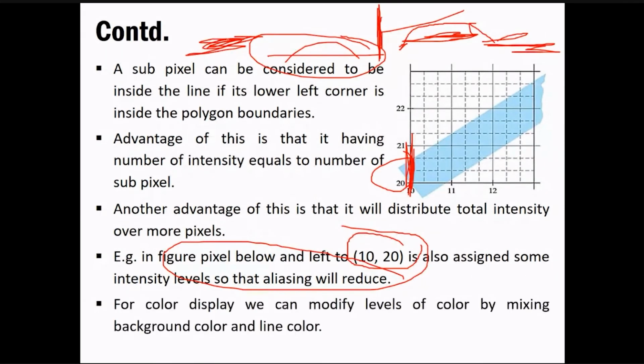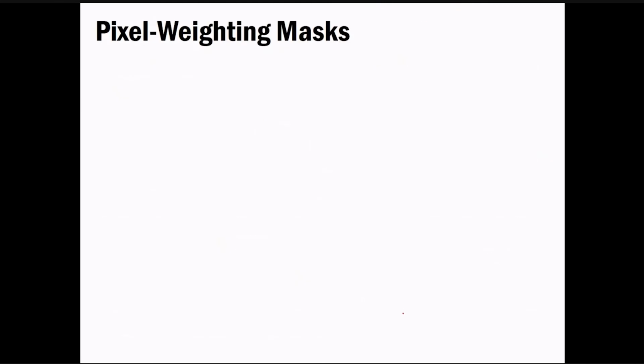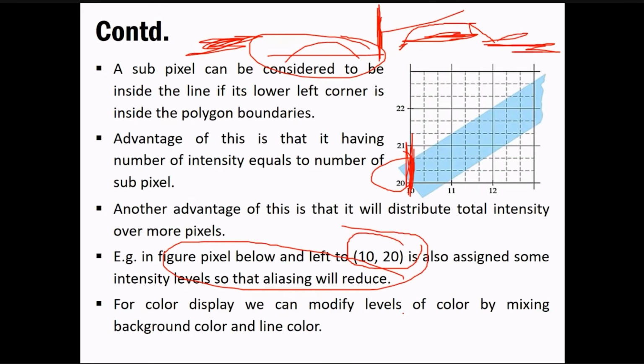Okay, so now for color display we can modify the level of color by mixing background color and line color. Okay, so that can be done at that stage. So that is what it says in the subpixel. You have to imagine how this would appear on the computer monitor, because you don't see these pixels, you simply see the monitor screen, and obviously now you have done a few practicals based on this coordinate and pixel system, so now you know. So that is what it tries to say.